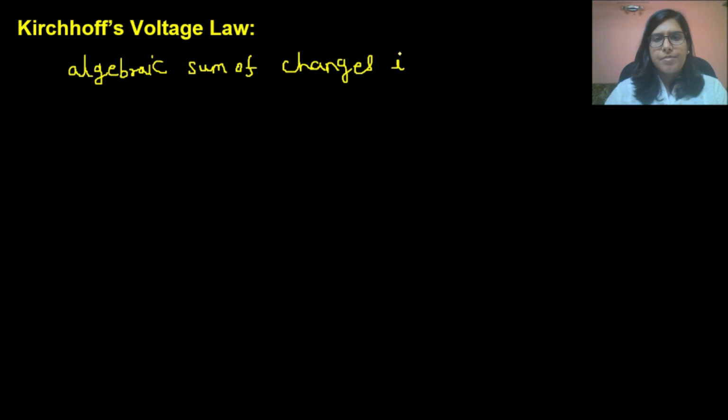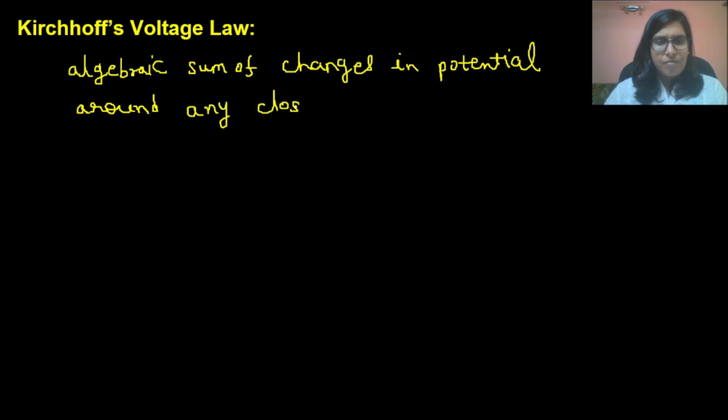Now the second law is Kirchhoff voltage law. So Kirchhoff voltage law says the algebraic sum of changes in voltage, or we can say changes in potential, around a closed loop will be 0.